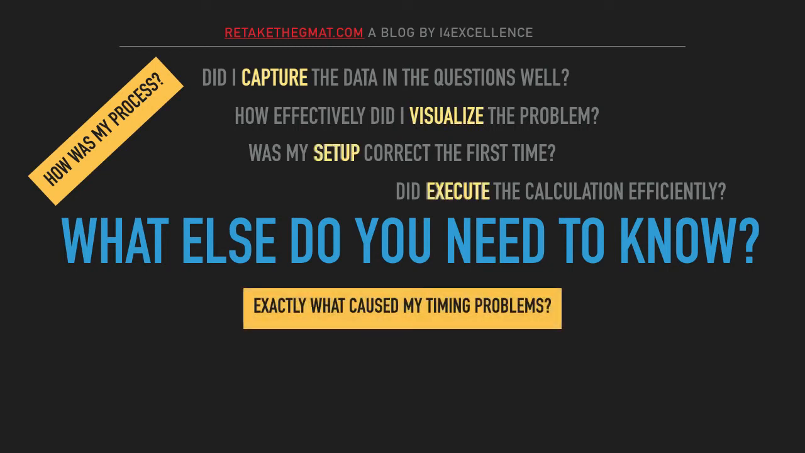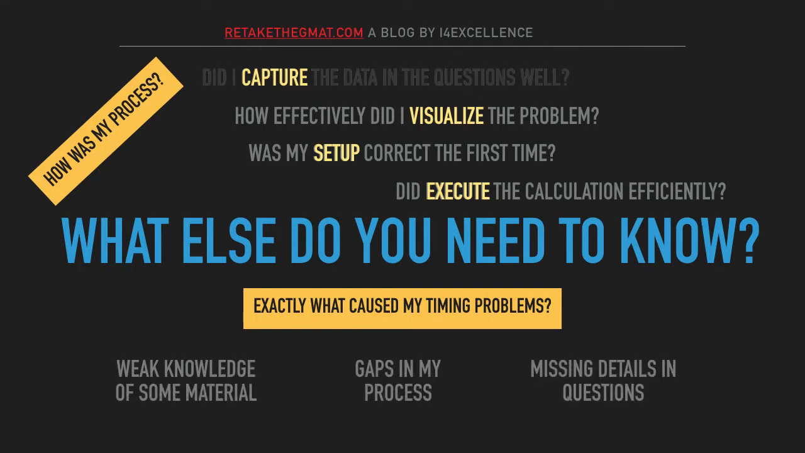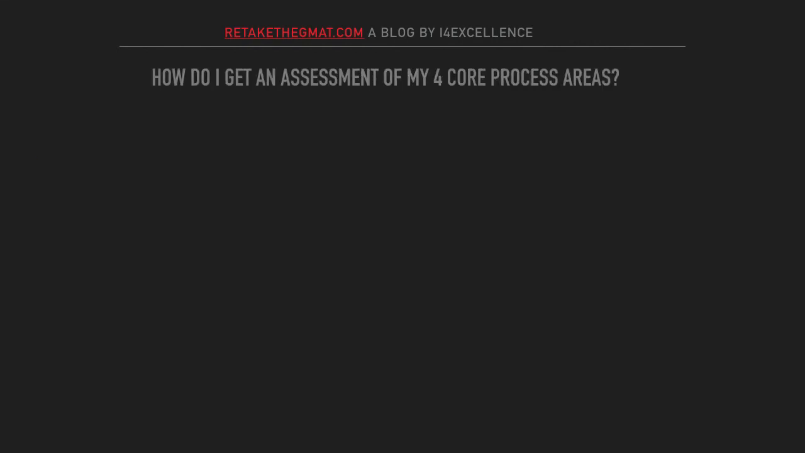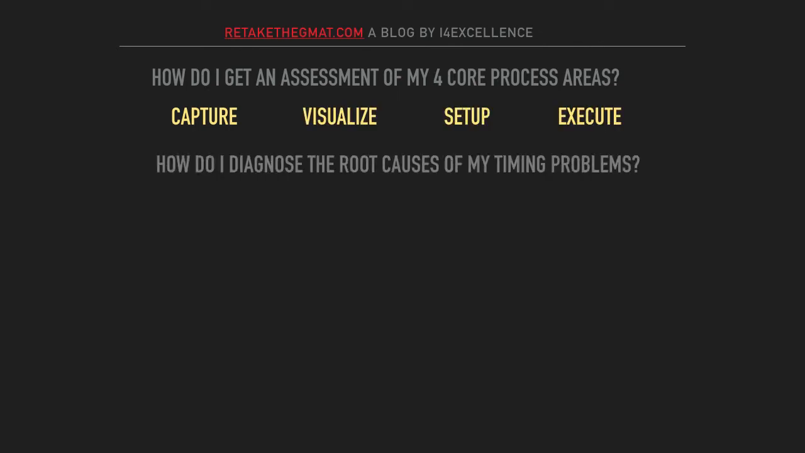Also, what caused you any timing problems you may have had? Was it a knowledge issue, gaps in your process, or were you just missing details in the question? All these things are things we want to focus on. So how do you get an assessment of your 4 core process areas? Capture, visualize, set up, and execute. And how do you diagnose the root causes of your timing problems?